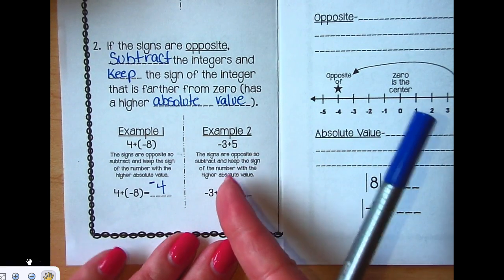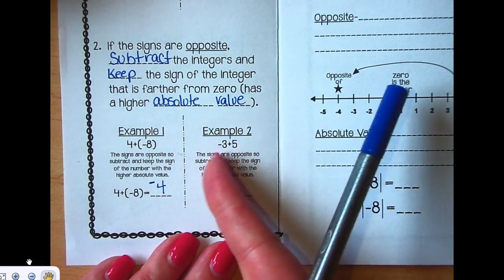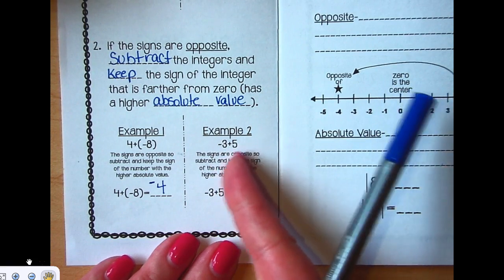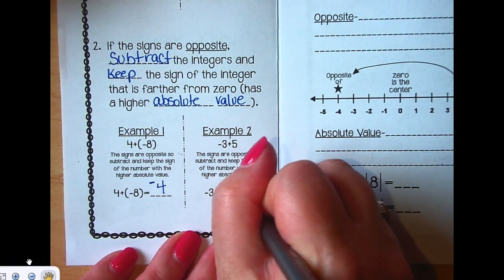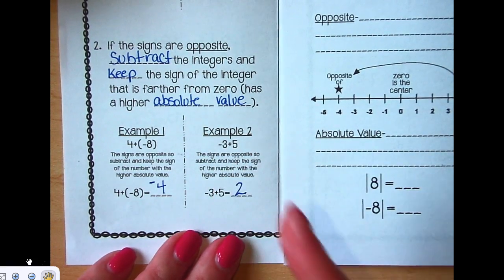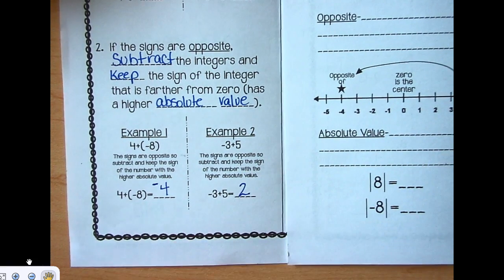Example 2, -3 plus 5. That's a negative, that's a positive. They're opposite, so what do we do? Subtract. 5 minus 3 is 2. Which one has the higher absolute value? 5. It's positive, so your answer is positive. That's all there is to it. Those are the rules for adding. Everybody okay with that? Okay.